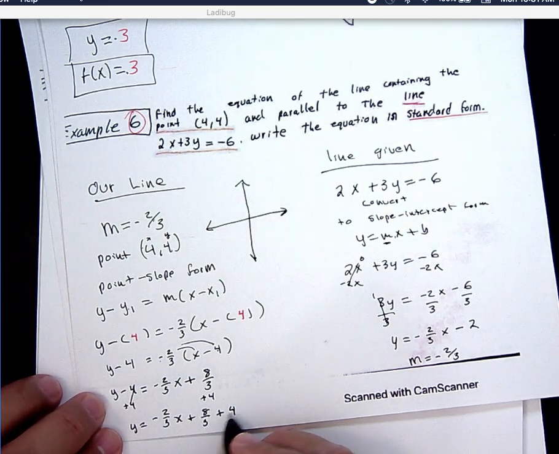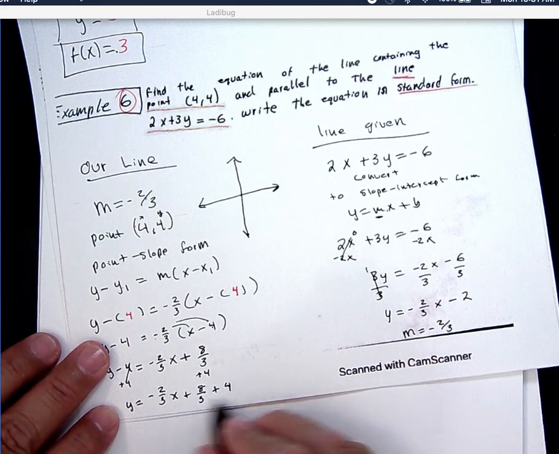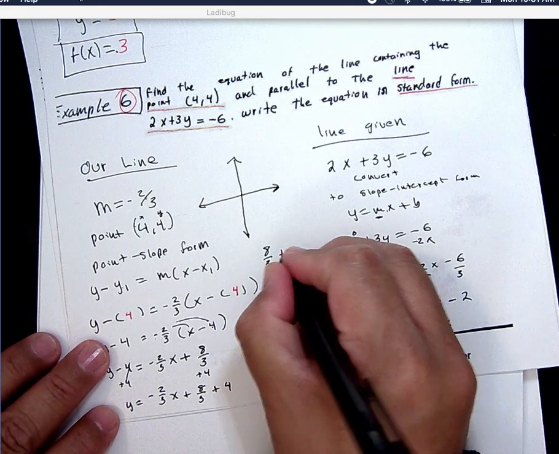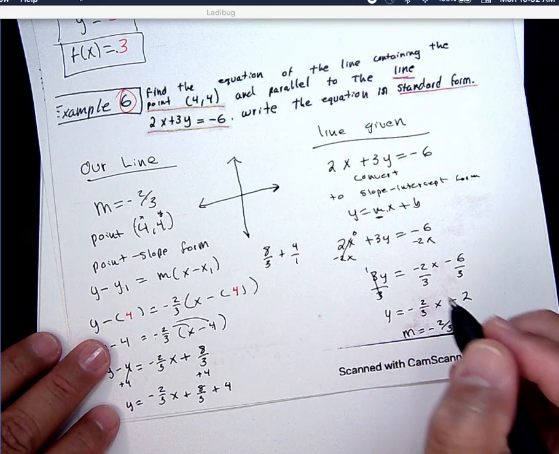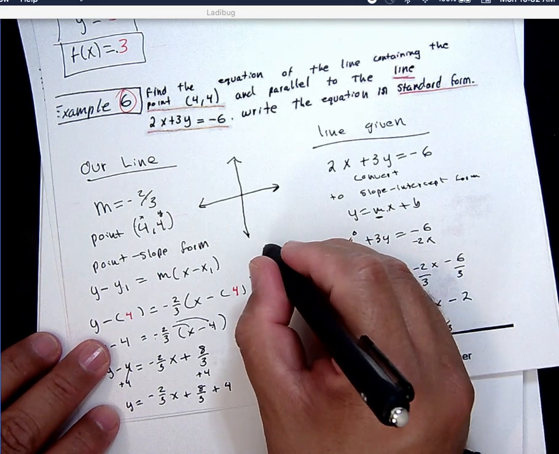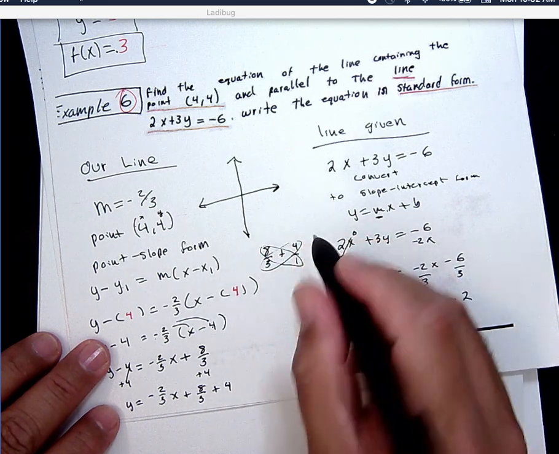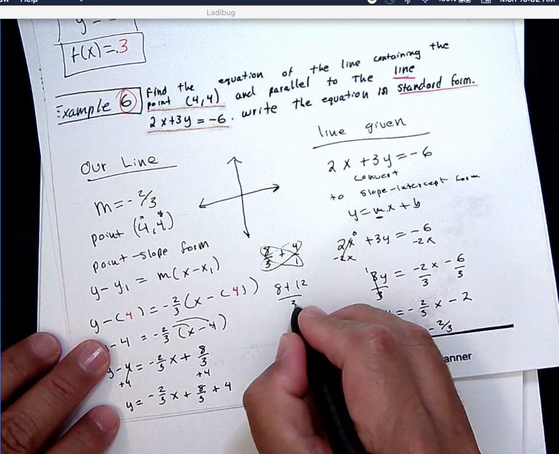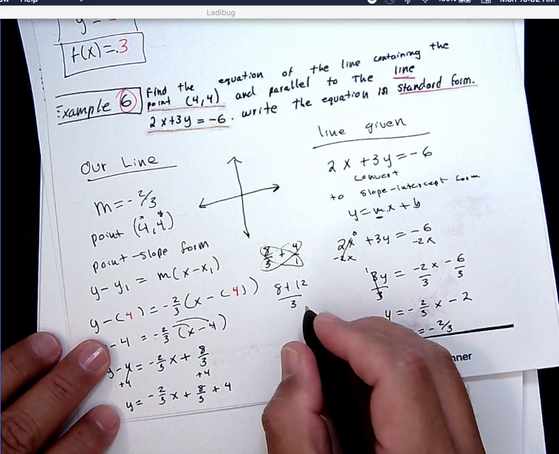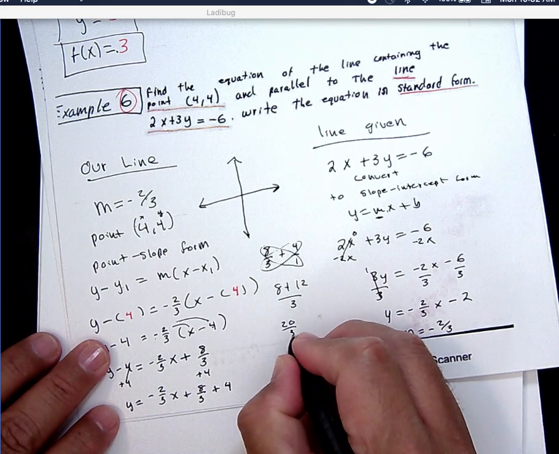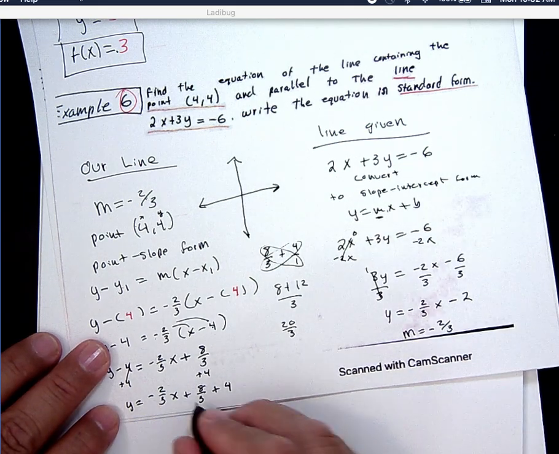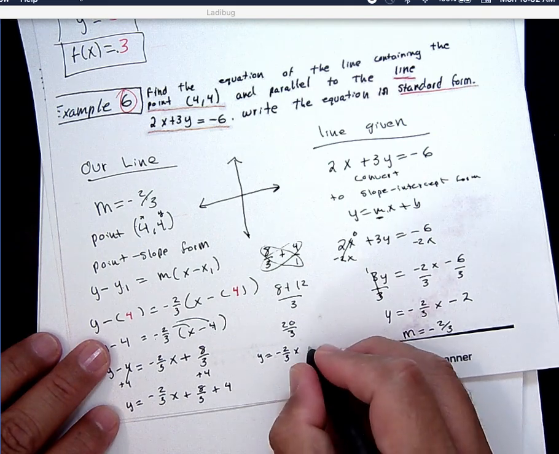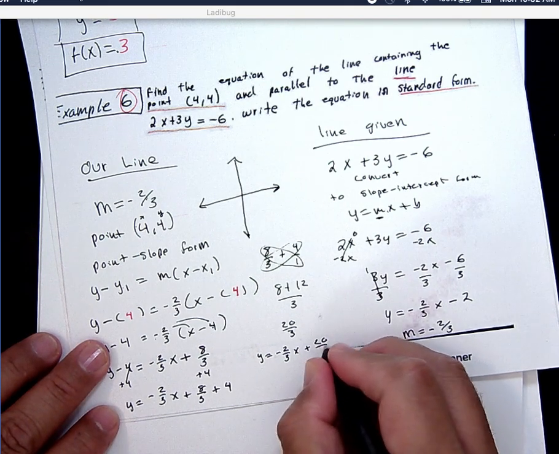So now we have to add these two. So it's 8/3 plus 4/1. When you add this, you do the butterfly. 8, 12/3. 8 plus 12 is 20/3. So this would be y equals negative 2/3 x plus 20/3.